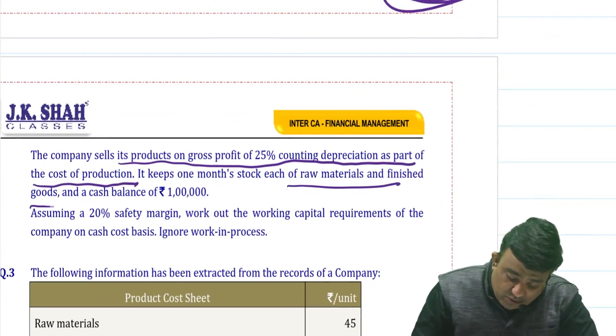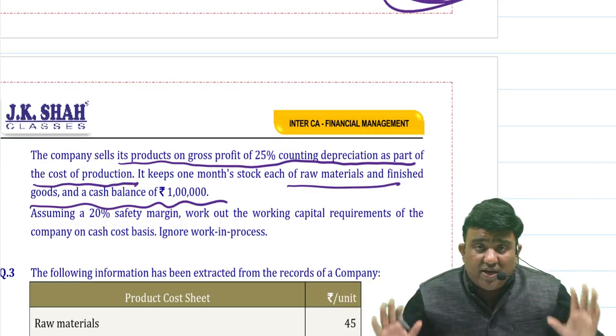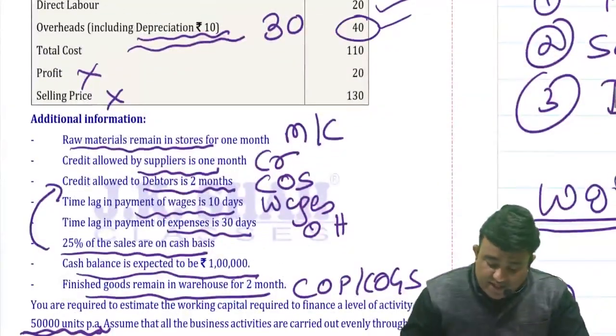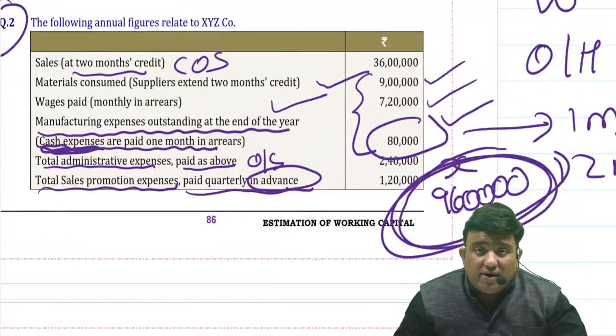One month stock of raw material, finished goods, and cash balance is given. Finished. A very basic example again. Clear? But the first question is without breakup of overheads. The second question is with the breakup of overheads. That is the only difference. Clear, everyone?